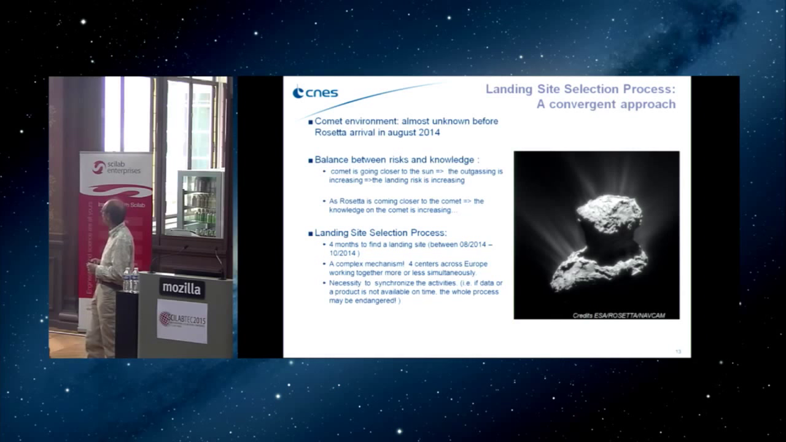So it's what has been done during the landing site selection process. This process took about 4 months. 4 months is a very small duration when you consider all the work that had to be done to characterize the comet, to do the computation needed in order to planify the safe landing. And also, it was quite complex because it's a very big organization with many actors.